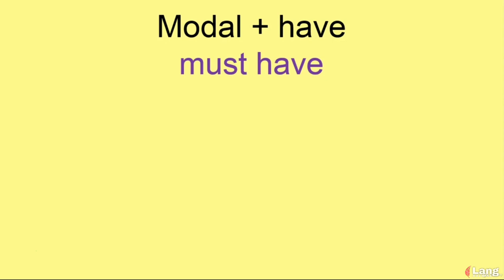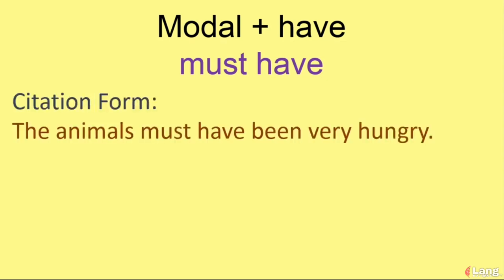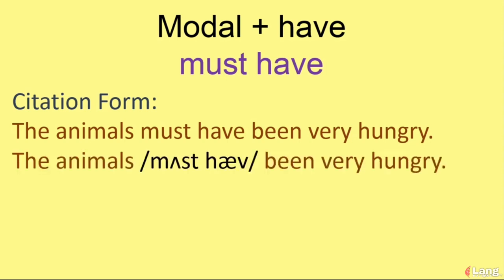Okay, now let's look at the words must have. In citation form, we have the sentence, "The animals must have been very hungry." Repeat. The animals must have been very hungry. Must have in IPA looks like this.